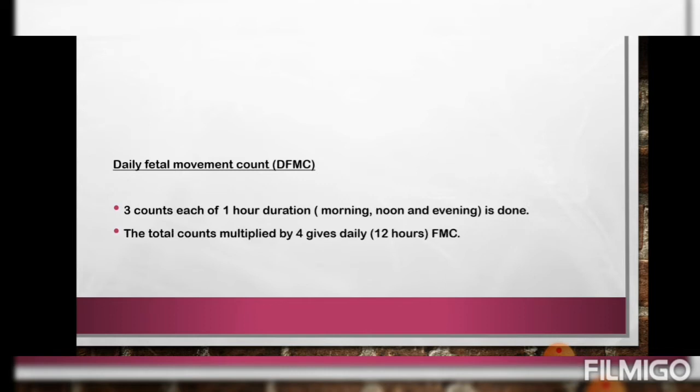So what do we mean by that? Three counts, each of 1 hour duration, are done: morning 1 hour, noon 1 hour and evening 1 hour. The female has to count, and then that count should be multiplied by 4, which gives you the total movements for 12 hours. If the count again comes less than 10 in 12 hours, that will indicate fetal compromise. So again you have to immediately report it to the physician.